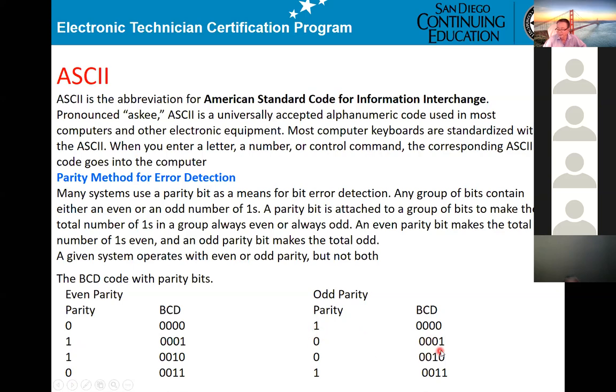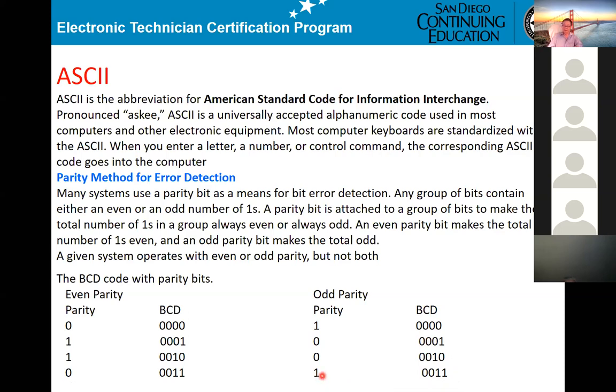Second one, 001. This is already odd, so the parity must be 0. Next one, 10, already odd, so parity 0. And now you get 011, which is even right now. So to make it odd, the parity must be 1.